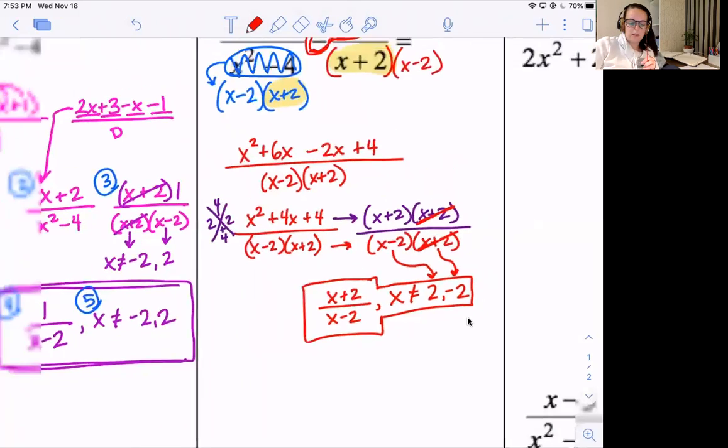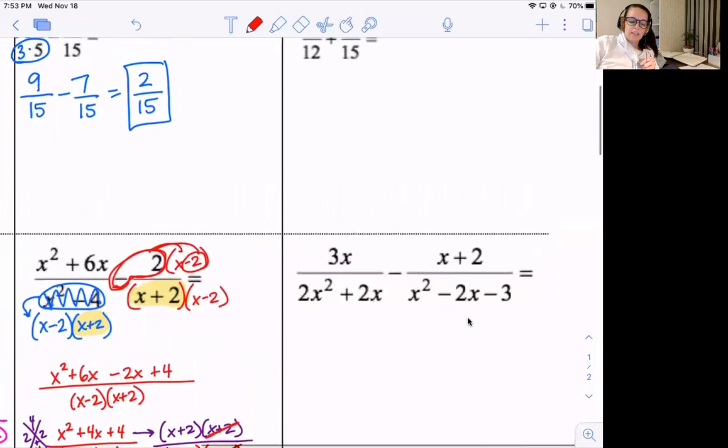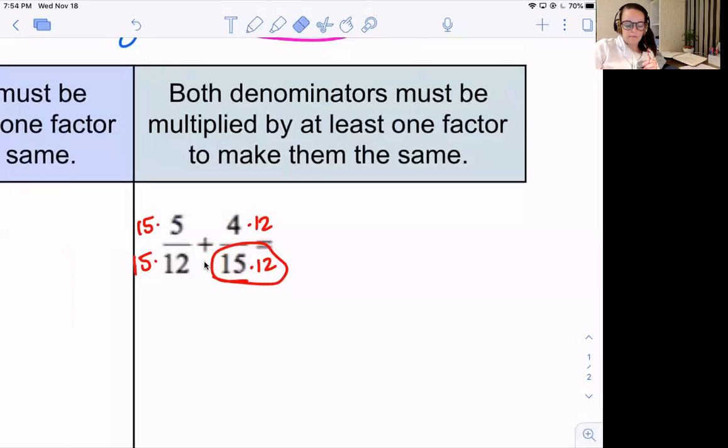All right. So as you can see, we want to do what we can to make the denominators the same. Okay. In our last example here, it says both denominators must be multiplied by at least one factor to make them the same. Right? So 12 and 15 can both be turned into the same number. And you might have learned in your past math life that you could do like times 15 and times 15 and times 12 and times 12. That's going to give you a really big number here, right? So what I don't know what that is, but a really big number.